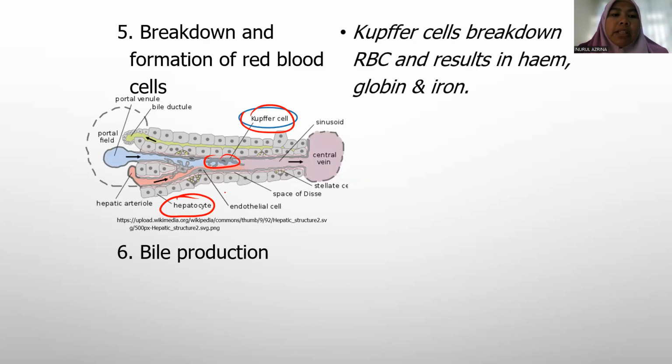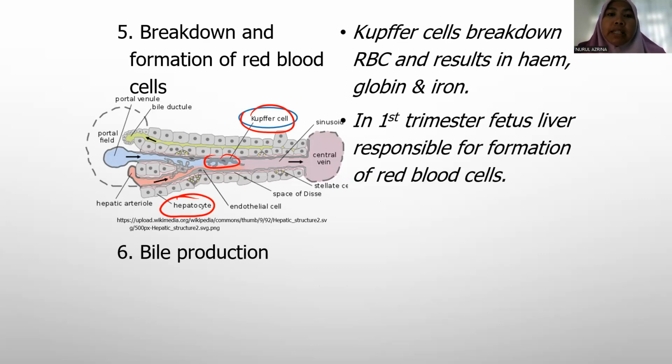Number five, function of liver is to break down and form red blood cells. Kupffer cells, despite ingesting bacteria, also help in breaking down red blood cells, resulting in heme, globin, and also iron. For a first trimester fetus, the liver will be responsible for the formation of red blood cells because at this time the bone marrow is not fully developed. So the liver helps in the formation of red blood cells.